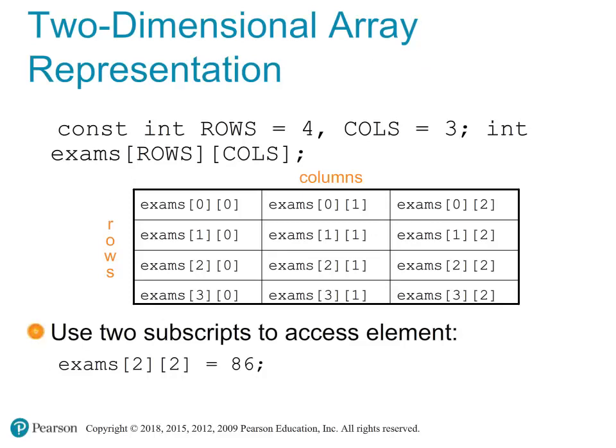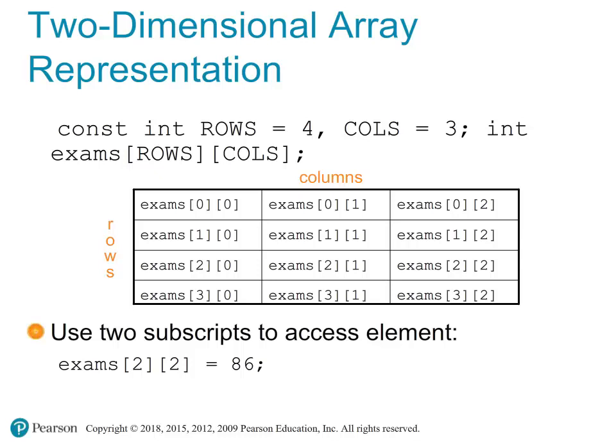Recall our early example where we declare a two-dimensional array exams with 4 rows and 3 columns. To access an individual element in the array, you will need to use two subscripts, one for the row and one for the column. For example, to access the element in the third row and the third column, you would use exams[2][2]. So exams[2][2] = 86. This sets the element in the third row and the third column to 86.